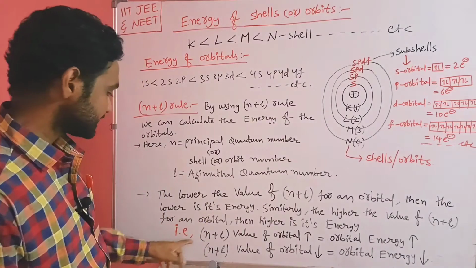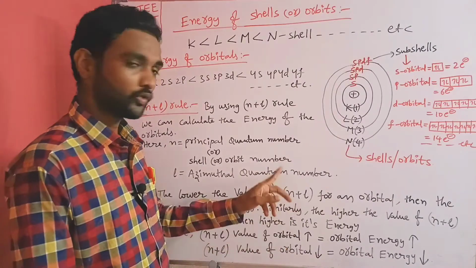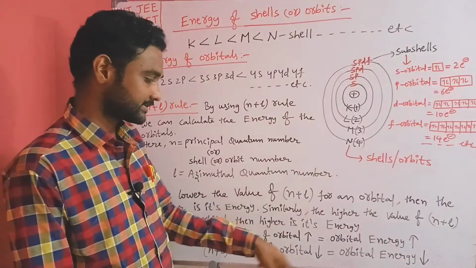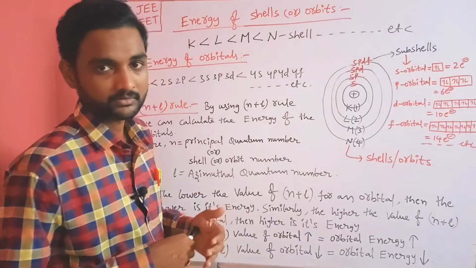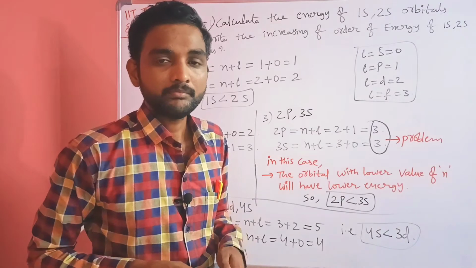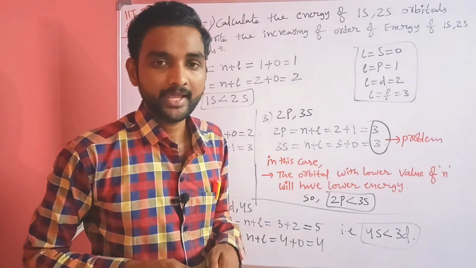See, that is, n plus l value of orbital is more, then orbital energy is more. N plus l value of orbital is less, then orbital energy is also less. This point I have to remember properly. Okay, now let me explain some problems regarding n plus l value.